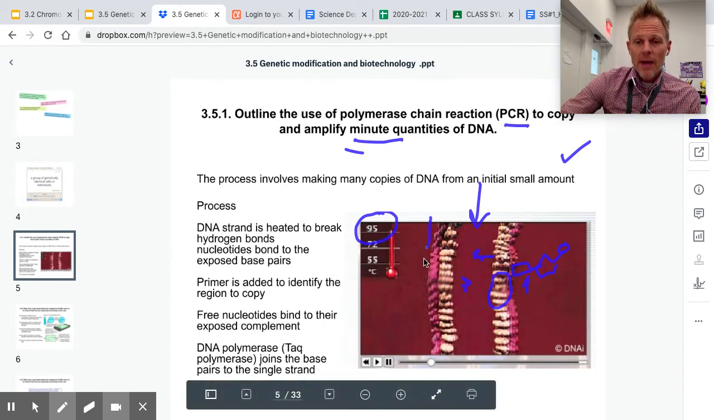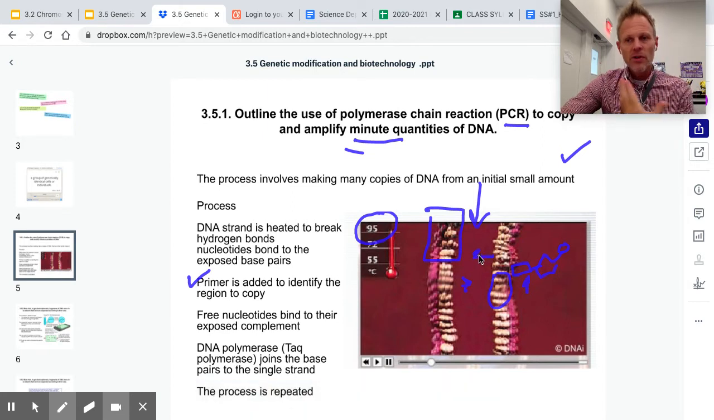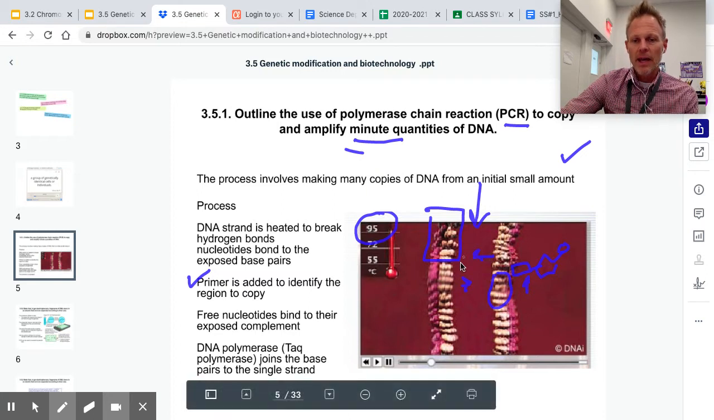Then we add a primer to one end of it. That's this piece right here. We add a primer to one end of it to identify the region that we want to copy, because we don't want to copy all the DNA. We just want to copy a little piece of it, because even that little piece will be unique to that individual or that organism that we're looking at. And then all these nucleotides are floating around, and they're going to form complementary base pairs to their exposed complement. So if we had an A here, a T would join. It just binds to it.